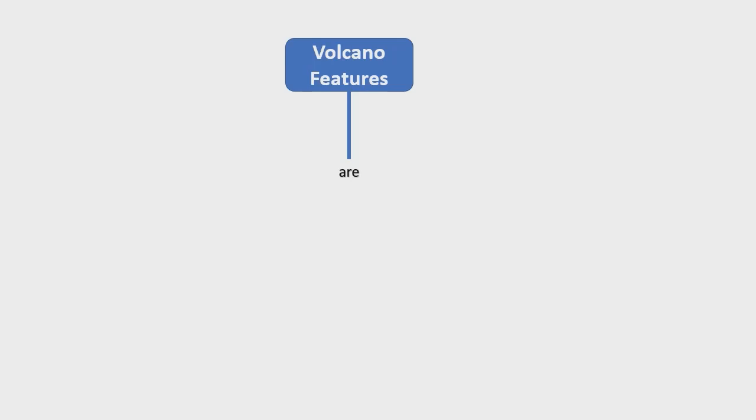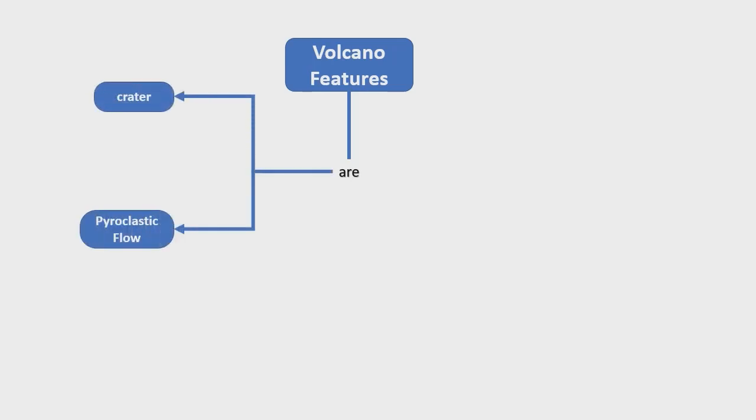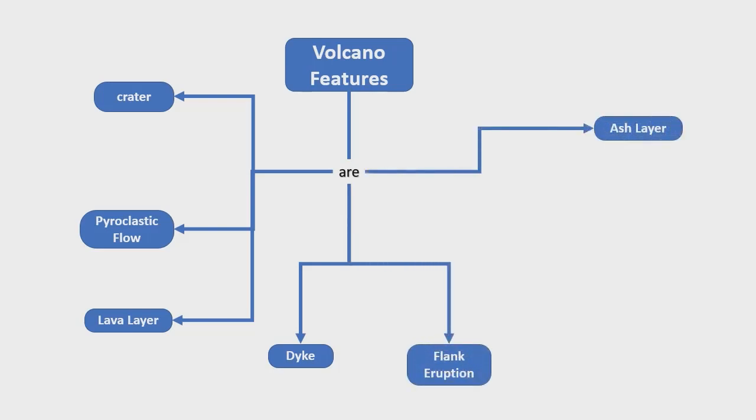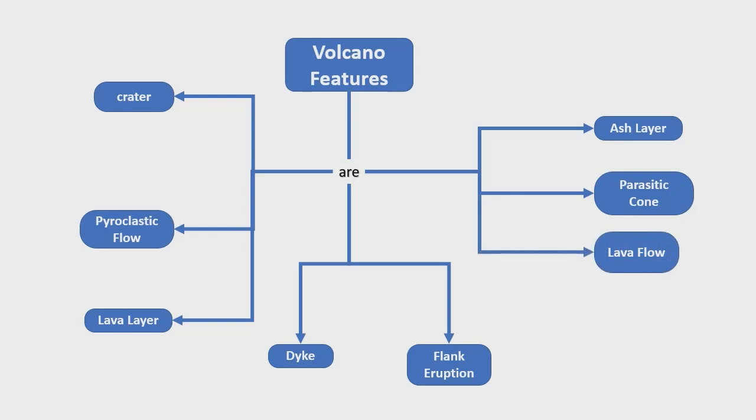Volcano features are the following: crater, pyroclastic flow, lava layer, dike, flank eruption, ash layer, parasitic cone, and lava flow. These are just some of the basic volcanic features that can be found in most volcanoes.